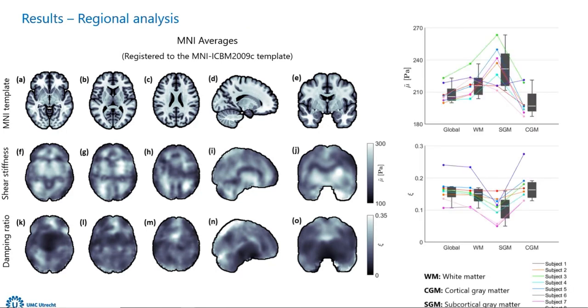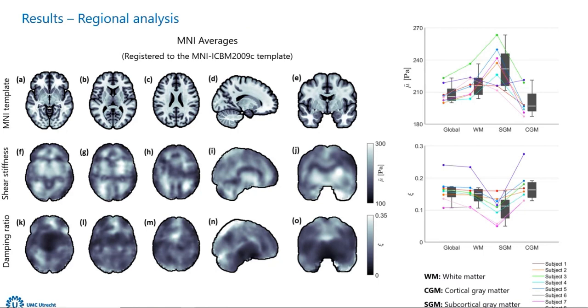And we've defined regions of interest to take a look at these parameters, and we have the global brain, the white matter, subcortical gray matter, and the cortical gray matter. And here in these larger regions of interest, we do see that most of our subjects, where each of these colors represents one subject, follow similar trends, which is nice to see.